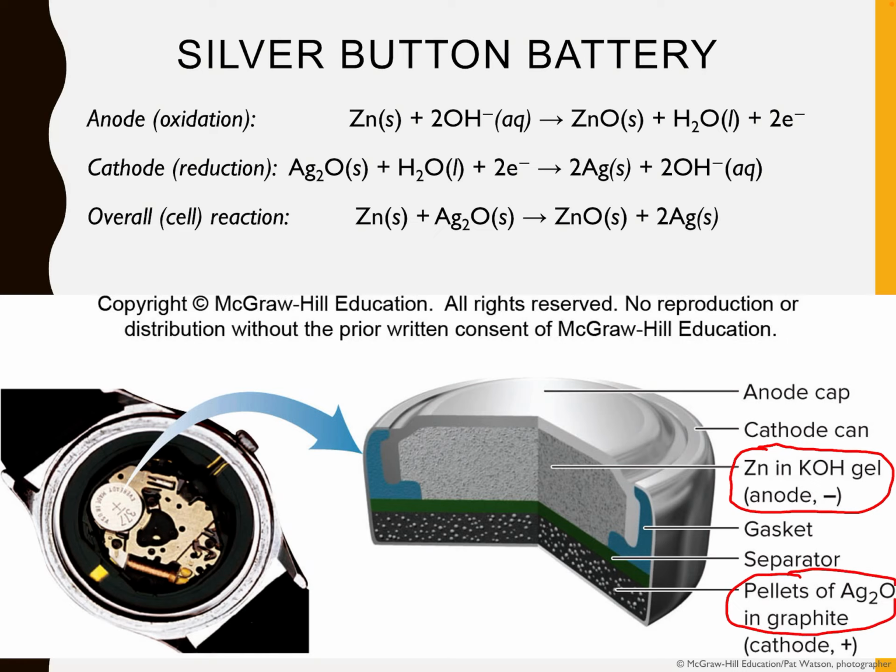We've got a separator so they don't react till you want them to. And then you've got an anode cap, which is next to our anode, and our cathode can, which is touching our cathode. All kinds of good stuff. But again, the silver button batteries or the alkaline batteries we were just talking about, these are all redox reactions that are being used to produce electricity.